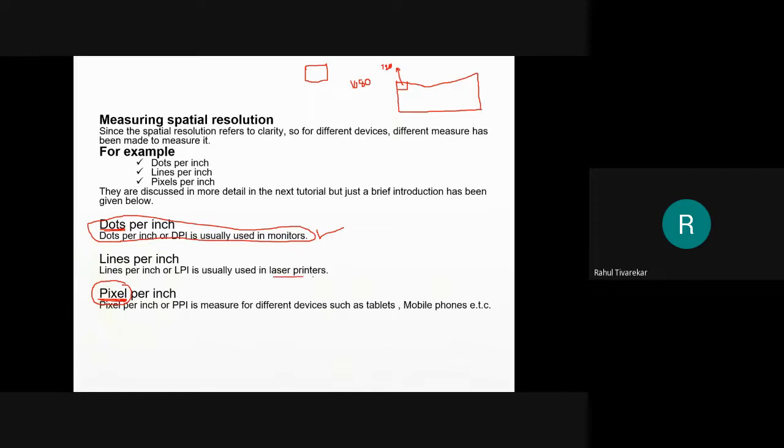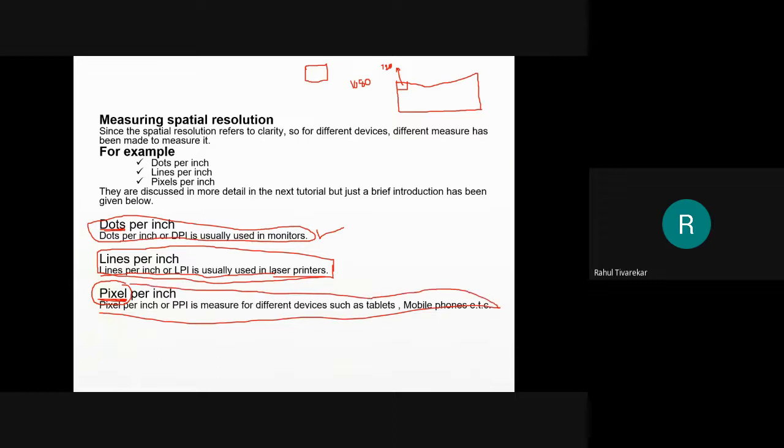For laser printers, the terminology used is lines per inch. How many line pairs can be printed in 1 inch? That is called lines per inch. So if lines per inch are more, that means you can have a better spatial resolution. And we have already learned pixels per inch for mobile phones or tablet devices. How many pixels per inch we have will define the spatial resolution of the digital device such as a mobile or tablet.